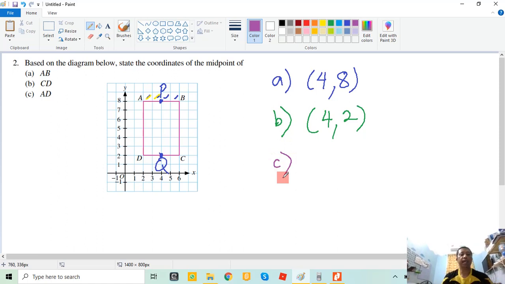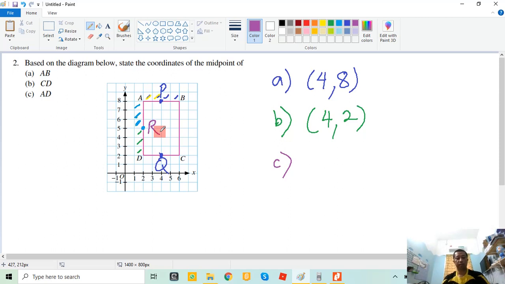Question C. AD. This is a vertical line parallel to the y-axis. So this is easy. We count 1, 2, 3, 4, 5, 6. There are 6 boxes and 6 units. So 6 divided by 2 is 3. So 3 boxes. Where is the 3 boxes? 1, 2, 3. So this is the point. Maybe I write it as R. That point I write as R.